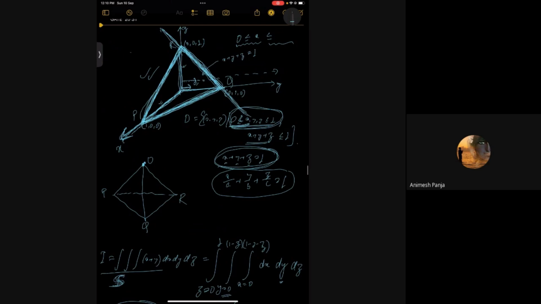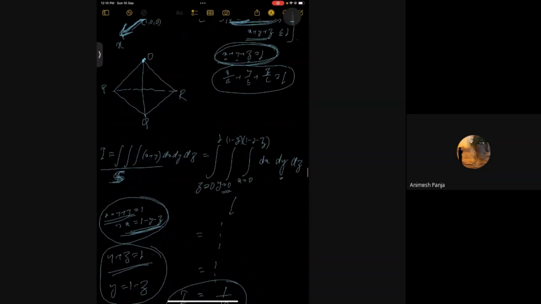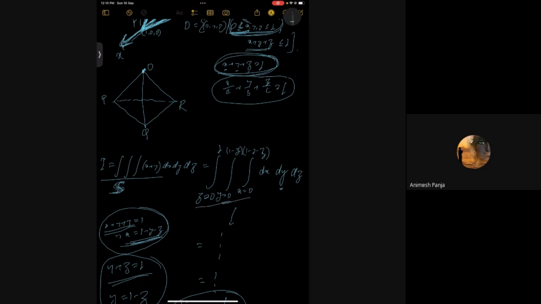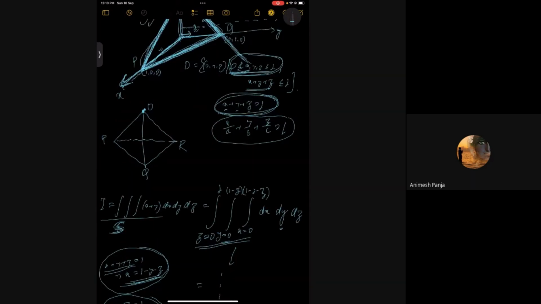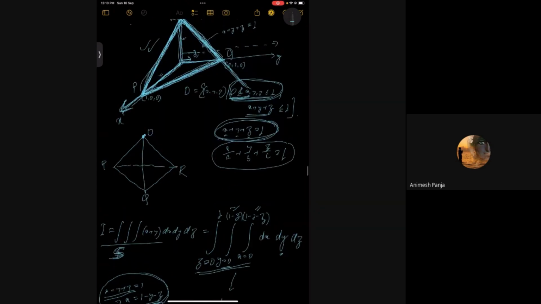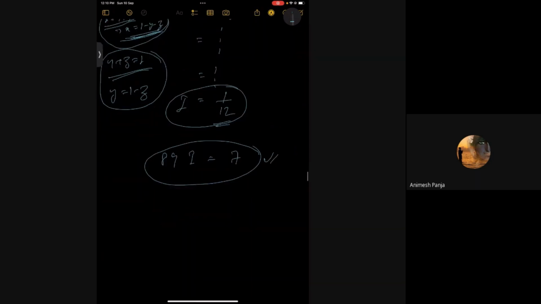Is it clear, guys, how we did this problem? Okay. So the only tricky part is how you set the limits of this triple integral. That is the only thing you have to be careful about, because sometimes you might put wrong limits in these places, and they will give you a wrong answer. If you practice such problems, maybe you'll get a feel of how these integrations are done.